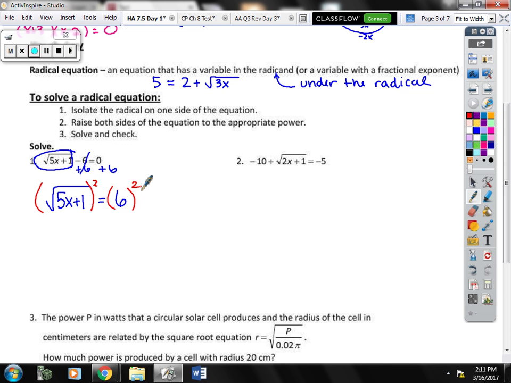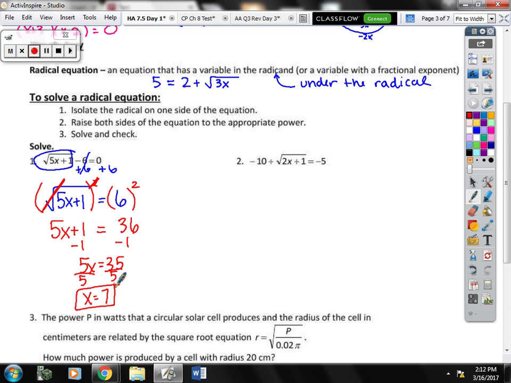Because squaring and square rooting are inverse operations. So these are really going to undo one another, leaving you just with what's under the radical. The radical is 5x plus 1. On the other side, 6 squared is 36. And then now you just subtract and divide, and we'll get our answer, which is x equals 7.